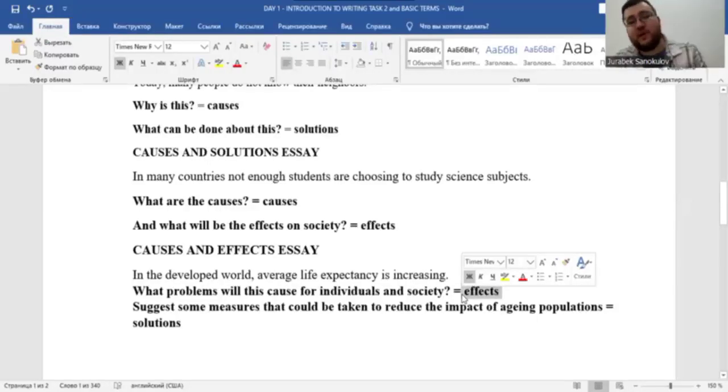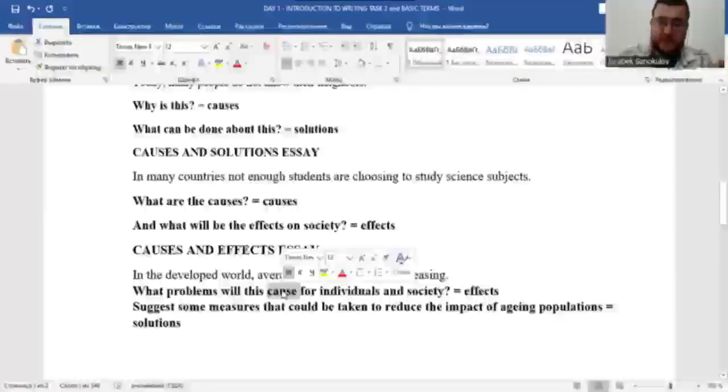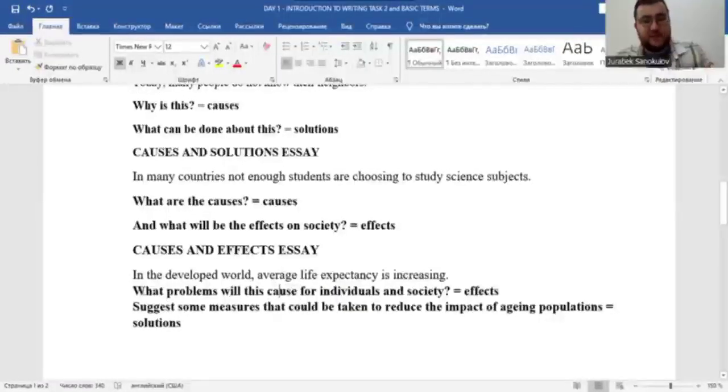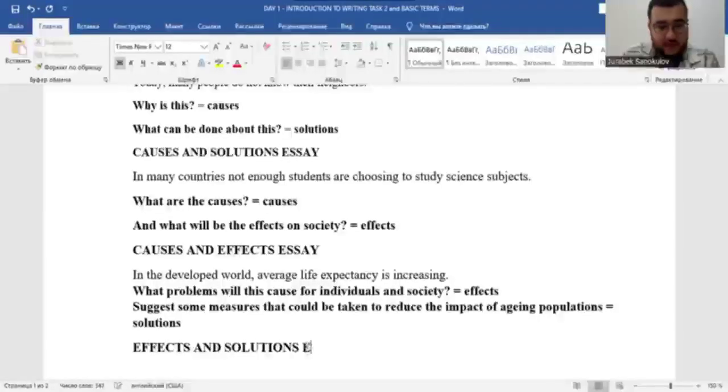Yeah, what problems will this cause? Don't be confused by the word cause, because it's about the future. It means it's asking about the results in the future. It means it's about the effects. And then suggest some measures that could be taken to reduce the impact of aging populations. So it's asking for solutions. Now this is an effects and solutions essay.